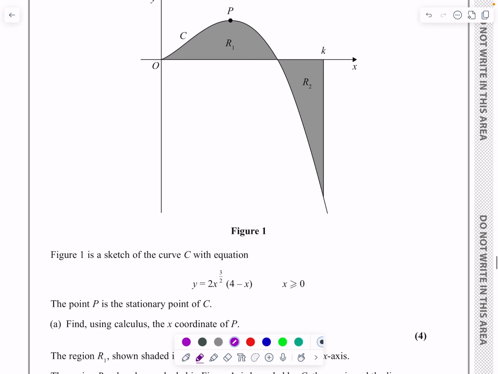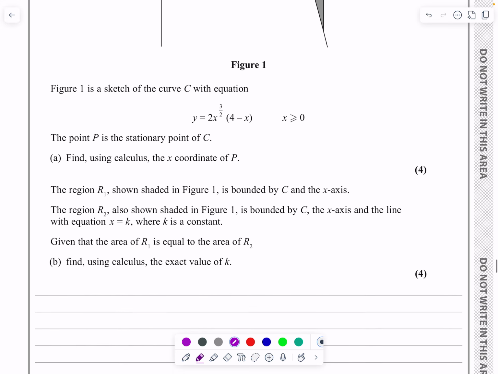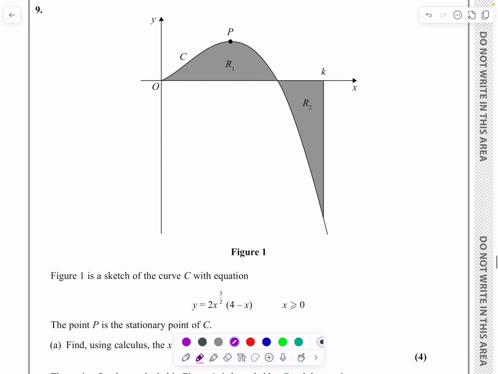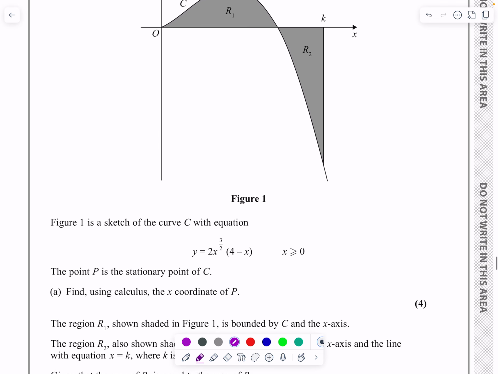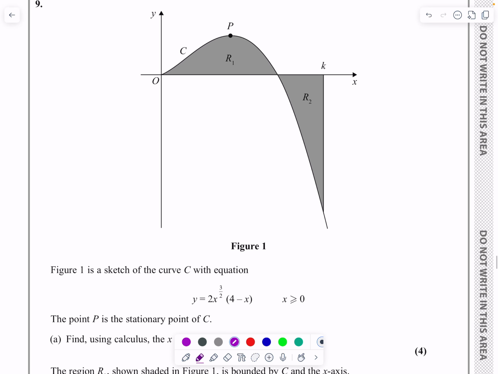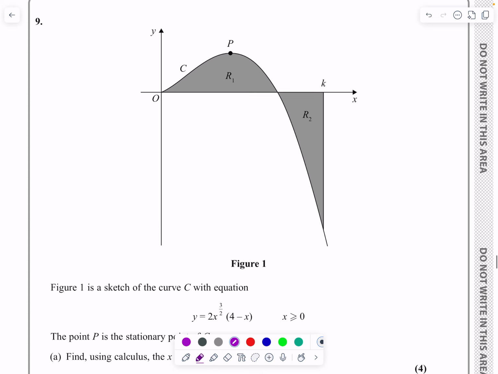Okay, this is the P2 paper from June 2024. It's question number 9, and this is an integration question. We're going to be working out definite integrals to find the area between curves and lines. We're also going to be having a look at stationary points, which will involve a little bit of differentiation. So let's have a look at the question.